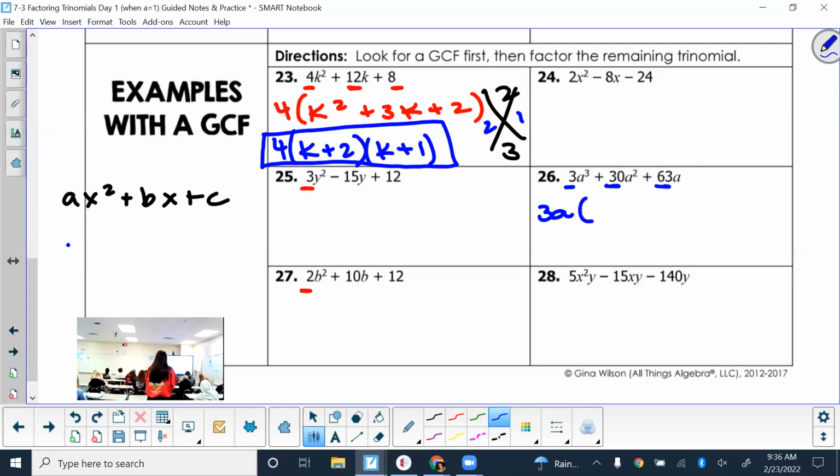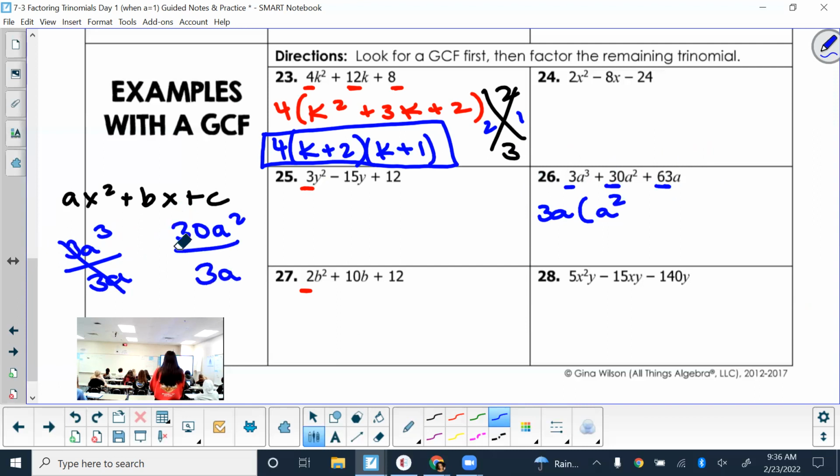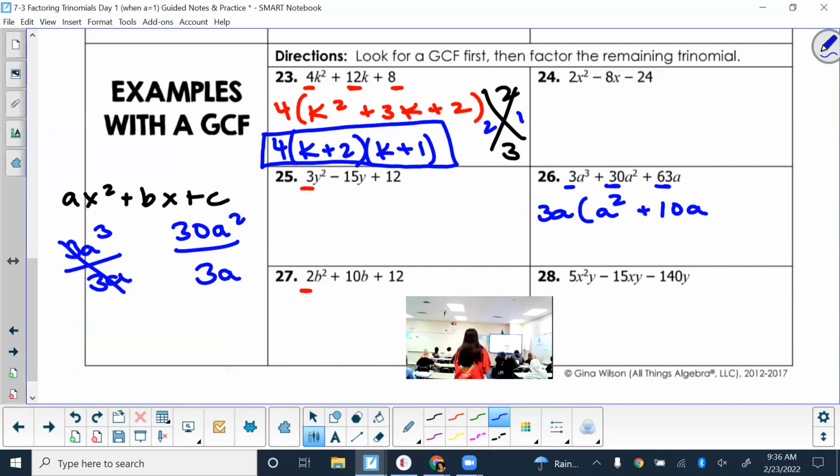I'll do the scratch work over here. So now we need to put in parentheses what we get from dividing by the GCF. So 3a cubed divided by 3a. What does that give me? a squared. I have 30a squared divided by the GCF, 3a. We get 10a. And then we have 63a divided by 3a. The a's cancel. What's 63 divided by 3?